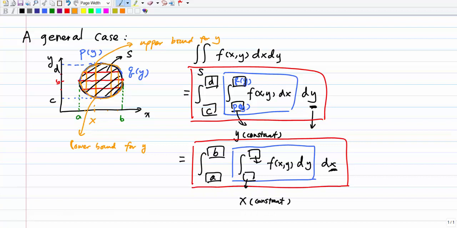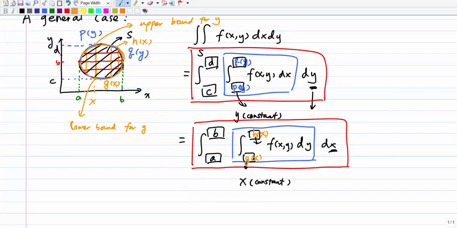Assuming this is given by g of x, for different x it's different, right? So this one for different x is also different. This is h of x, the upper bound. So you have g of x and h of x.